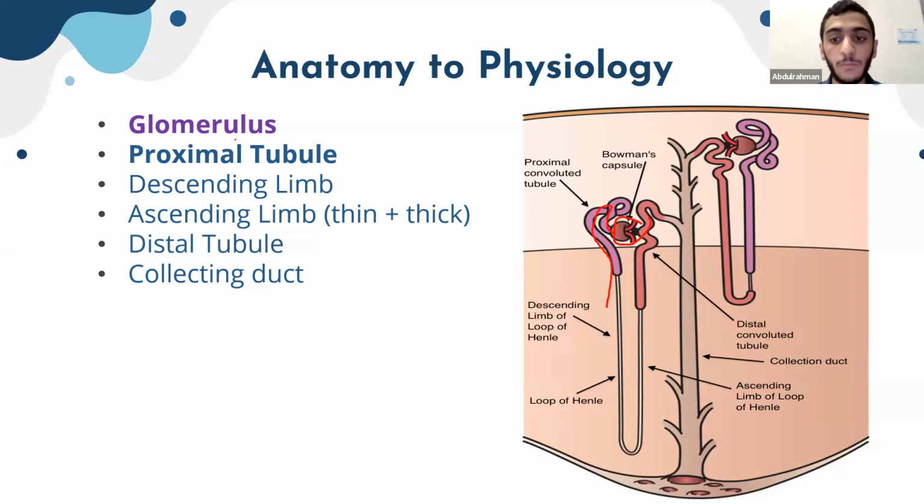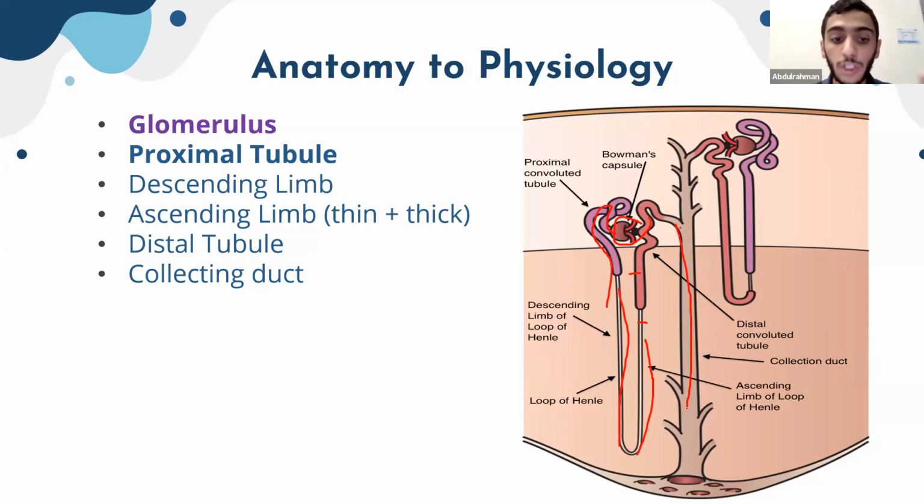Now, the tubular system is made of these structures. Let me just move this. Okay, so we got the proximal tubule. The proximal tubule is the one closest to the glomerulus. Proximal means closer, so we're comparing it to the glomerulus. And then you got the loop of Henle. There's the descending limb, and then there's the ascending limb, which has a thin part and a thick part. And then you got the distal tubule and the collecting duct, and that's it, okay?